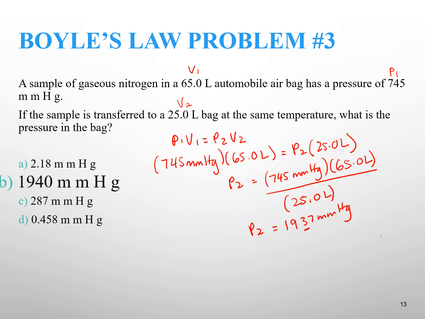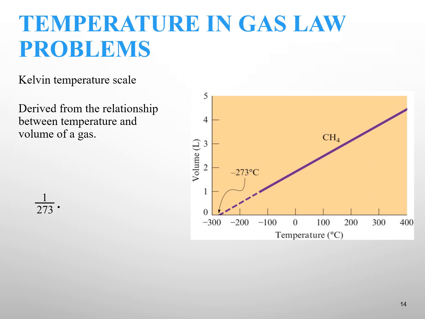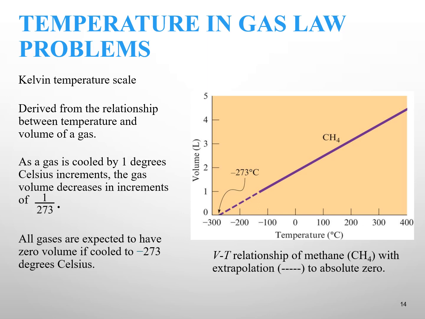All right, let's move on to the next topic. Let's talk about temperature for gases. So we're going to be using the Kelvin temperature scale. If you take your gas and you cool it down, every time you cool it down by 1 degree Celsius, the volume of the gas shrinks by 1 over 273. So it just keeps shrinking in volume. Just keep cooling it down, and it shrinks even more.